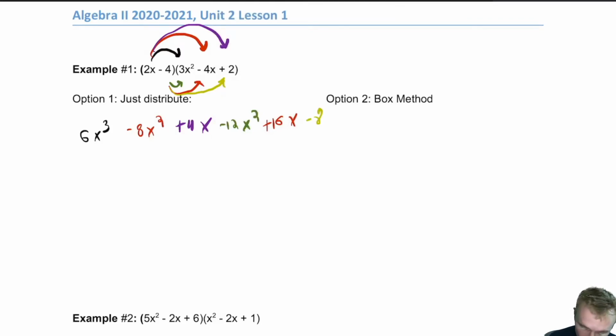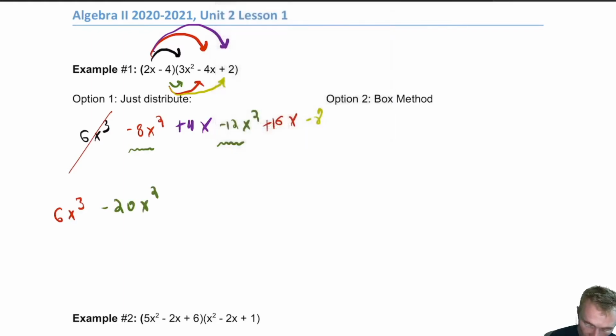So now I have to go through, and I like to just go from highest to lowest. Okay, 6x to the third. That's the only cubed term, so I'm going to write that down here. 6x to the third. Now I look at my squared terms. What I've got here is negative 8x squared and negative 12x squared. Negative 8 minus 12. It's a negative and a negative. They should get more negative here when we combine them. This is going to be minus 20x squared.